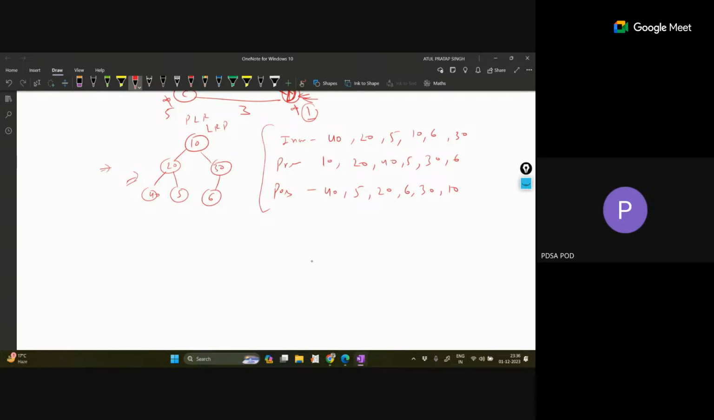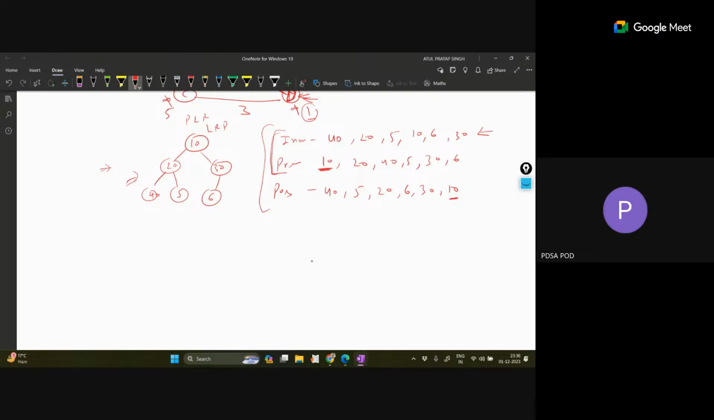But if one of these orders is given, how can we generate the same tree from it? We cannot generate the tree using just one order. Suppose only this in-order is given. In in-order we cannot decide what the root node is. This is the same for a binary search tree also. If in-order is given, you cannot create the binary search tree because you don't know which is the root node. But with pre-order, you know the first node is the root. With post-order, you know the last node is the root. But in the case of a binary tree, we need two orders at the same time.